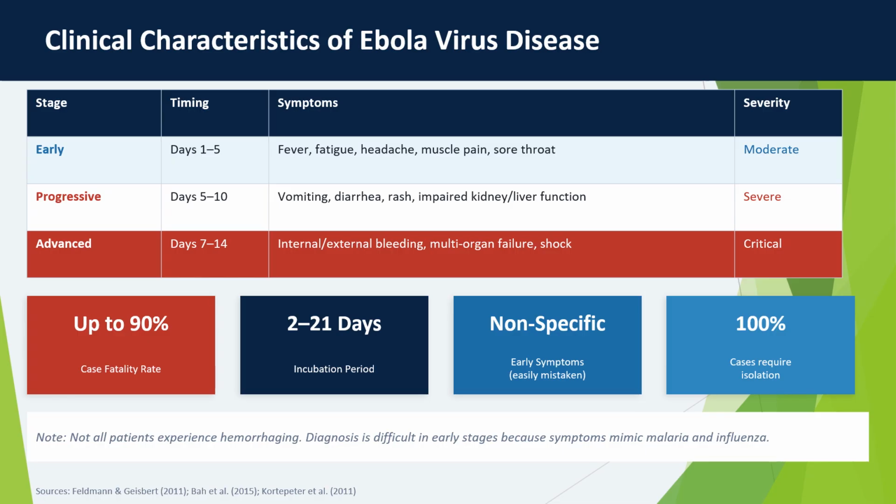The key statistics here tell a sobering story. The fatality rate can reach up to 90% in settings without adequate treatment. The 2 to 21 day incubation window makes tracking contacts especially difficult. And because early symptoms mimic common illnesses, patients may not be isolated quickly enough to prevent the further spread of the virus.